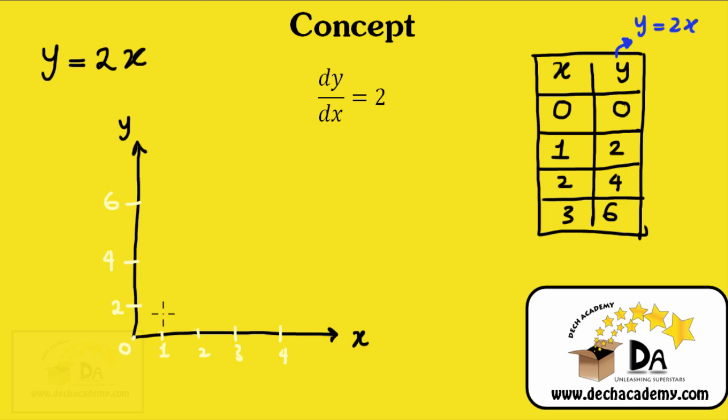When x is 0, y is 0. When x is 1, y is 2. When x is 2, y is 4. When x is 3, y is 6. So the graph looks something like this. It's a straight line.